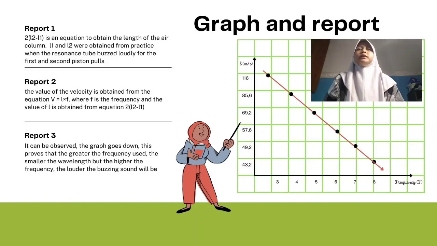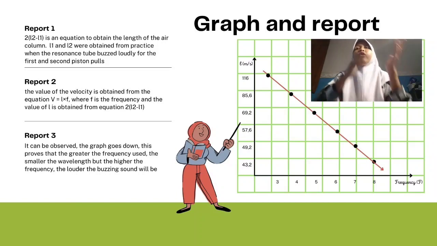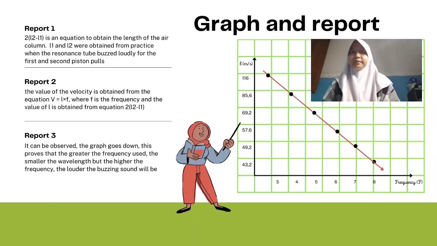Report 2. The value of the velocity is obtained from the equation V equals wavelength times f, where f is the frequency, and the value of the wavelength is obtained from the equation 2 multiplied by L2 minus L1. Report 3.